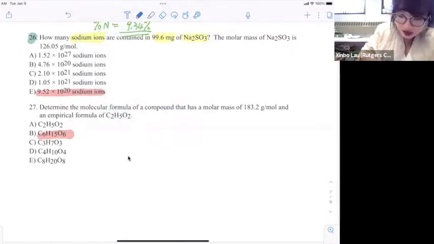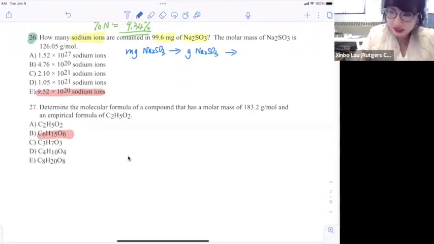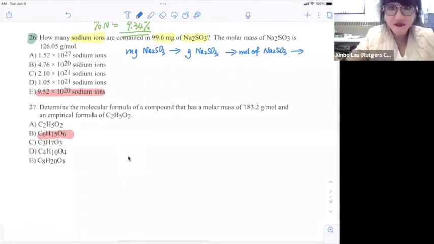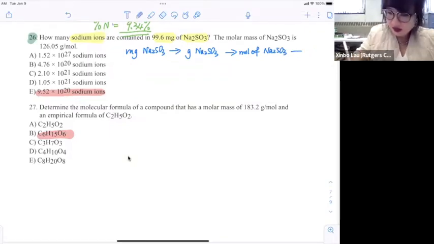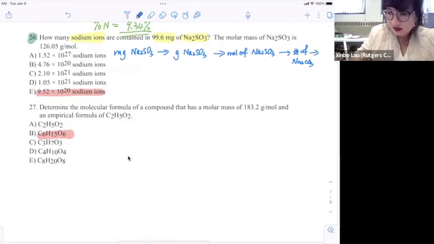So we're going to start with, here's the plan, milligrams of this whole compound. We're going to turn that into grams. From grams, by using molar mass, we can get moles of this compound. From moles, we can turn this into the number of the compound, and from the number of the compound, we can get to the number of sodium. Now that's the plan.